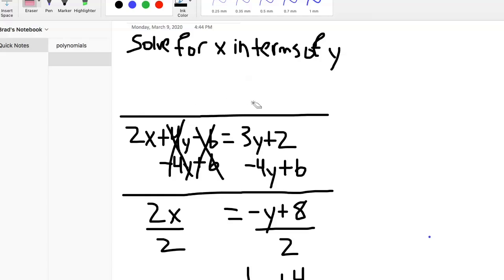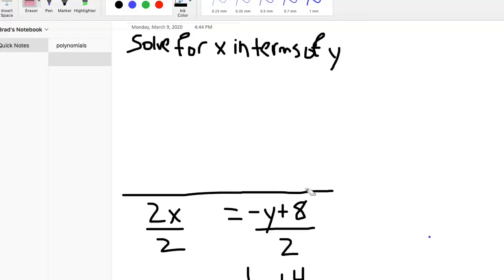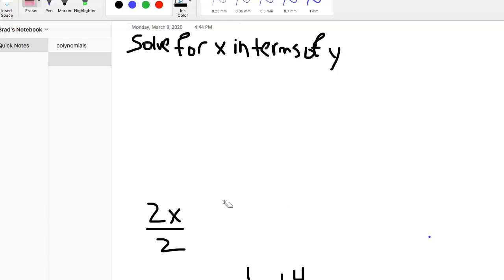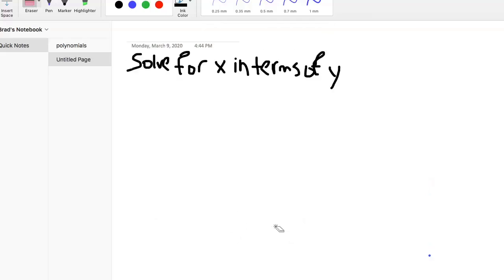Let's do another one. So I erase these guys. Seems like I should have some elevator music or something going on when I do all this erasing. Okay, let's get my pen back and let's see what we got here.